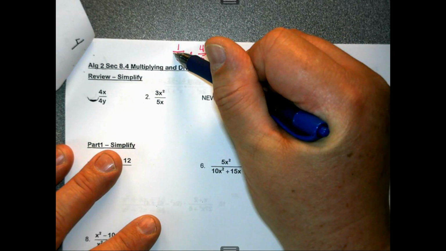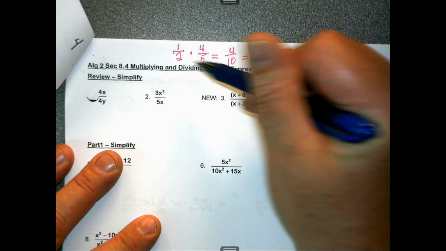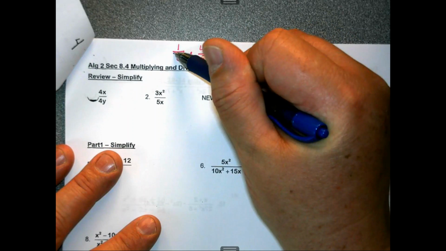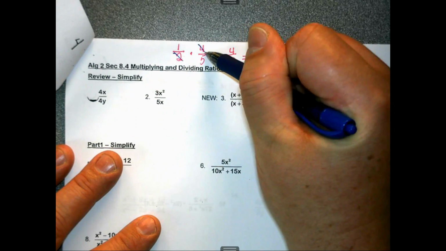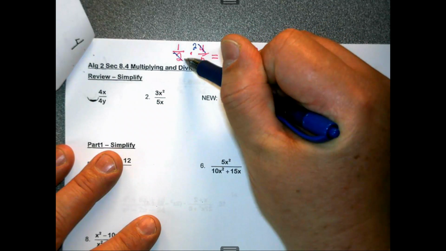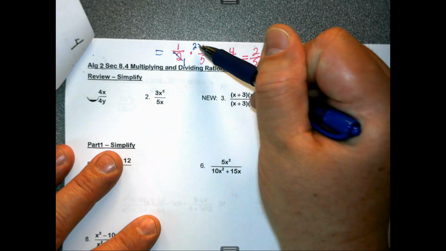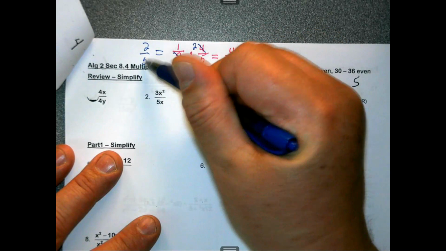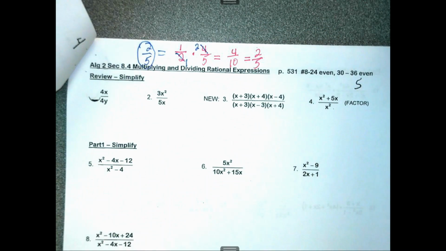you would cancel out factors first, right? So you would recognize, hey, 2 is a factor of 4. So before I even multiply, let's see, 4 divided by 2 is 2. 2 divided by 2 is 1. Then you would multiply across. 2 times 1 is 2. 5 times 1 is 5. And you come out with an already simplified answer.